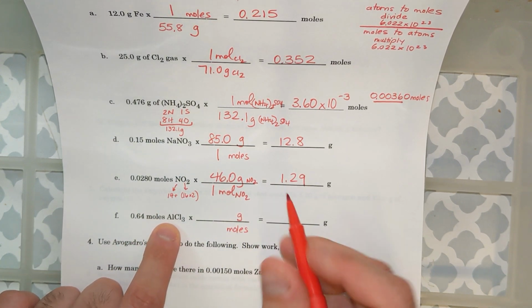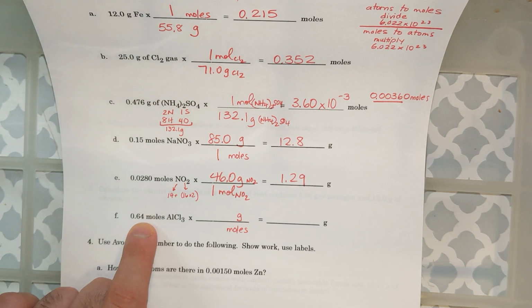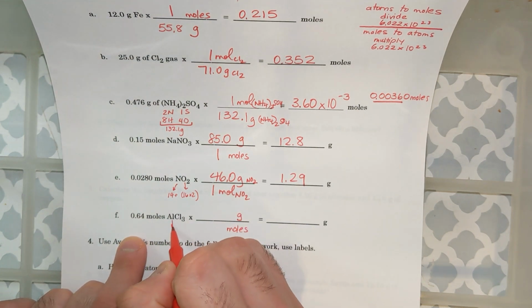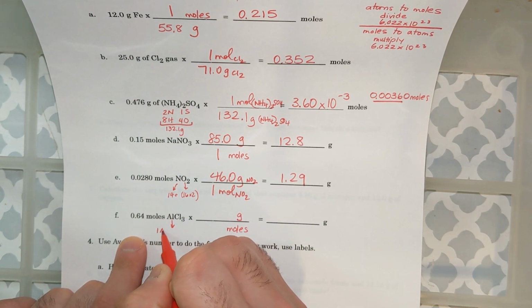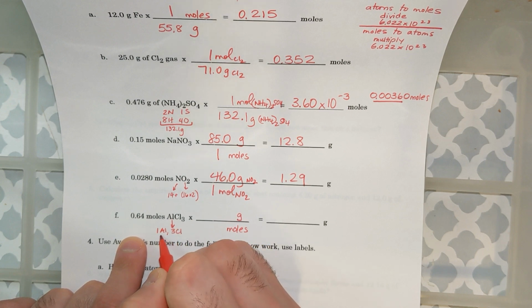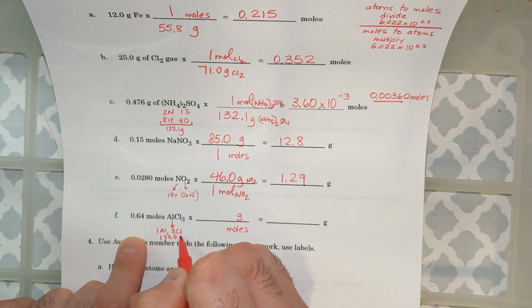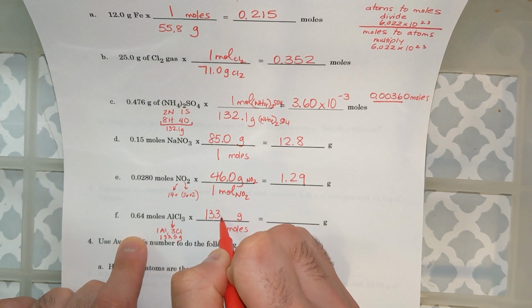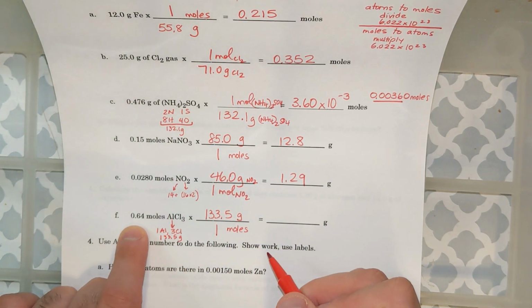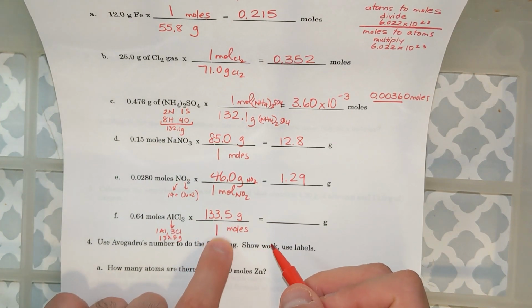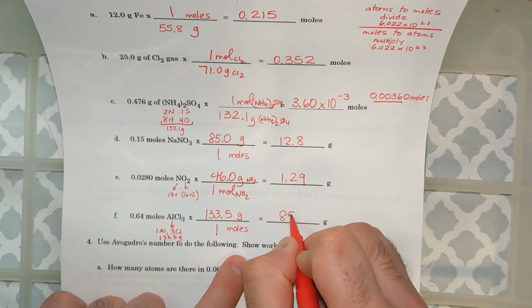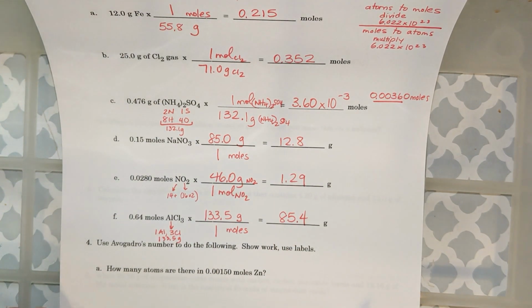And then finally, I have moles of AlCl3, moles on the bottom, grams on top. I find that molar mass, because if I want to go from moles to grams, I multiply by the molar mass. The molar mass of this compound is 1 aluminum and 3 chlorines, which ends up being 133.5 grams. So 133.5 grams to 1 mole, 0.64 times 133.5 divided by 1 is 85.4 grams.